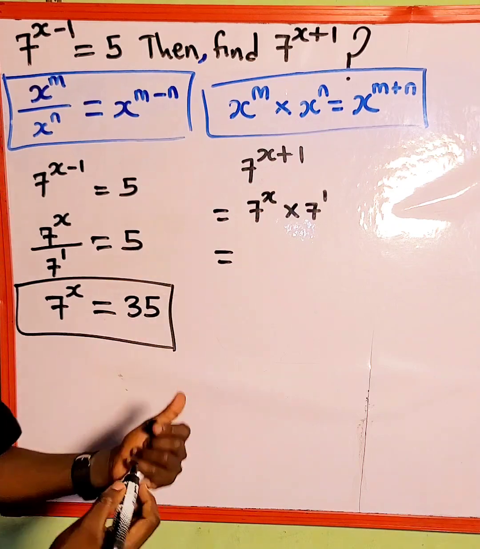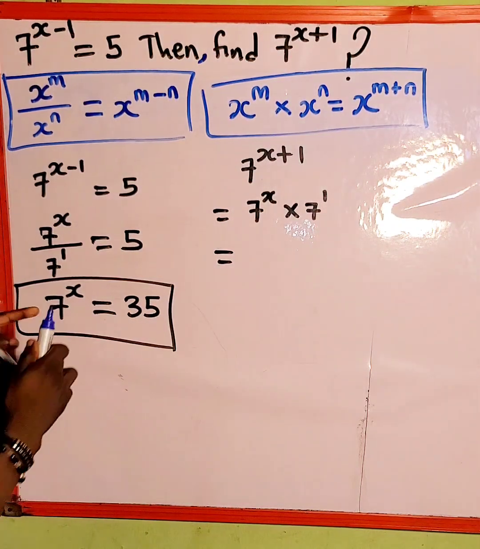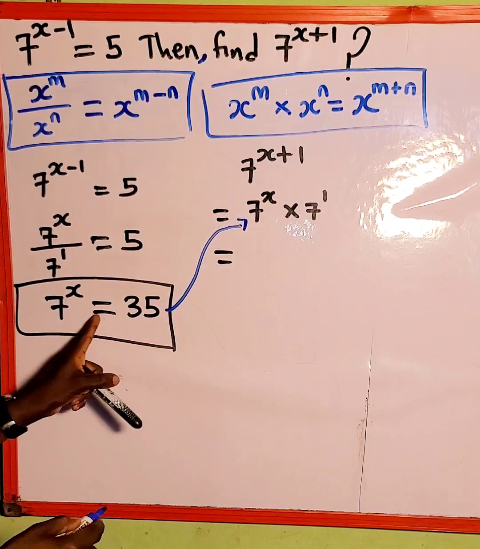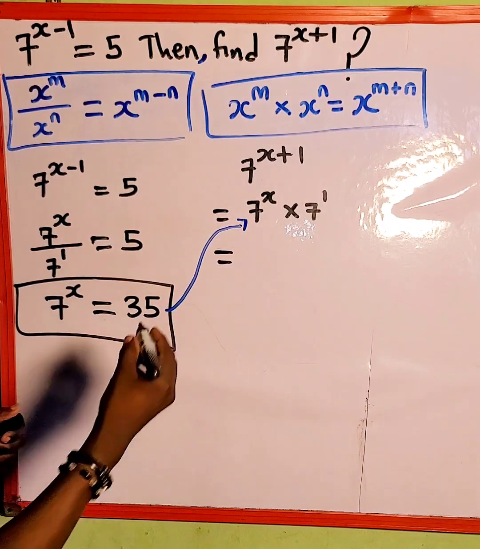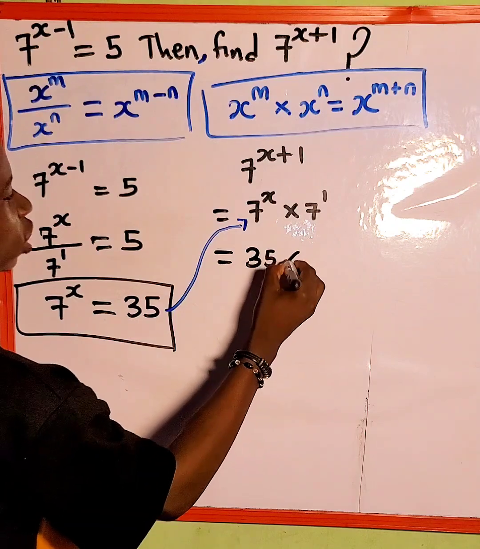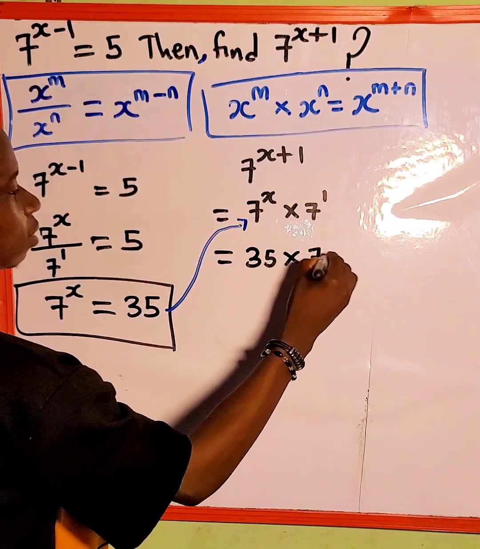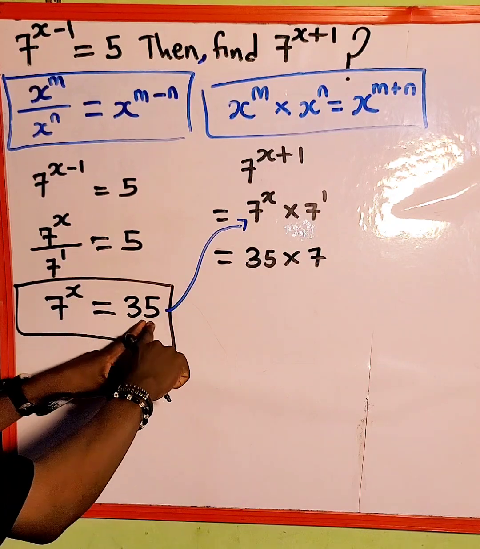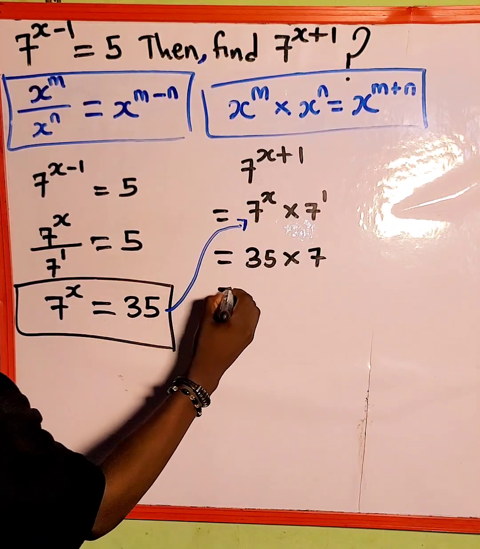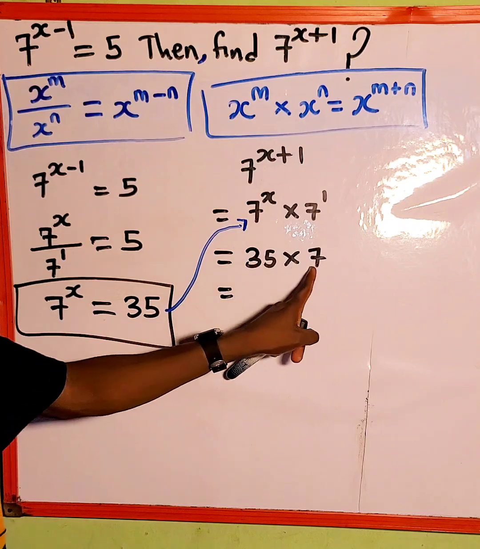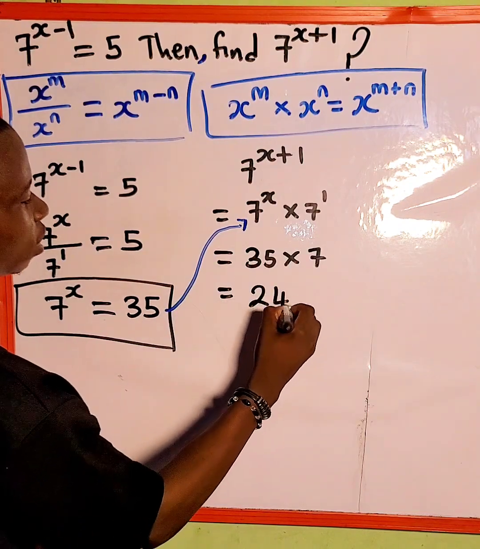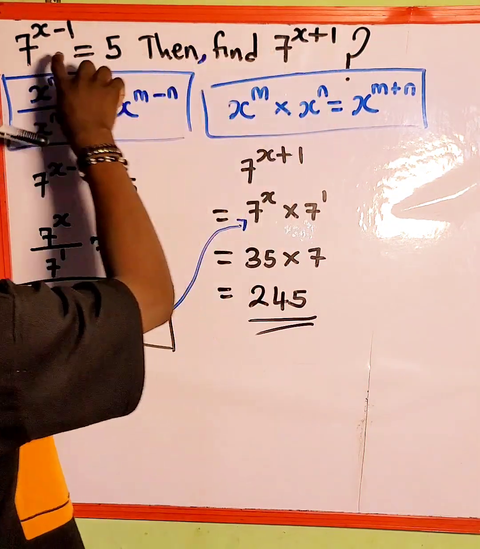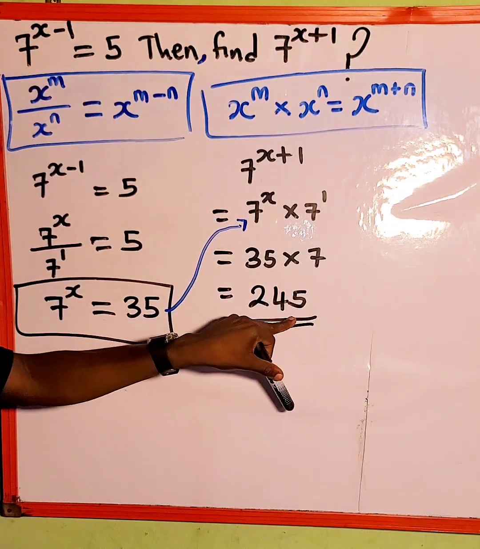Then we're going to recall that from here we solved 7 raised to the power of x to be equal to 35. So that means we're going to plug in this value in place of 7 raised to the power of x, which is going to be what? 35 multiplied by 7 to power 1, which is the same as 7. You understand? So we plug this 7 to power x, which is the same as 35, and replace it here. So everything now will be equal to 35 multiplied by 7, which is going to give us 245. So therefore, the value of this expression from this equation is going to be 245.